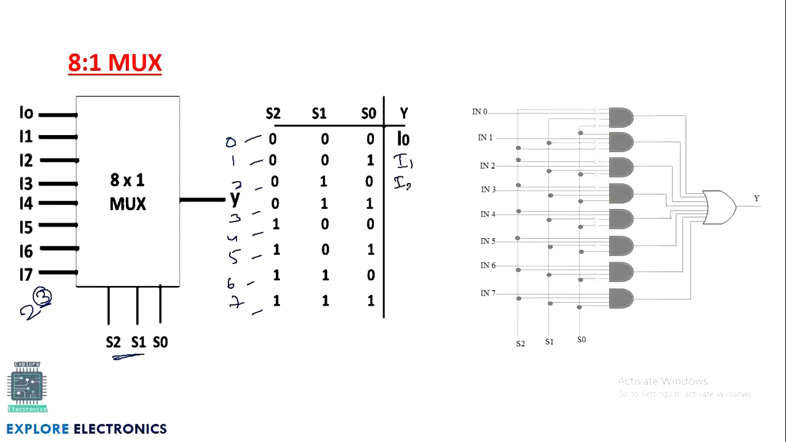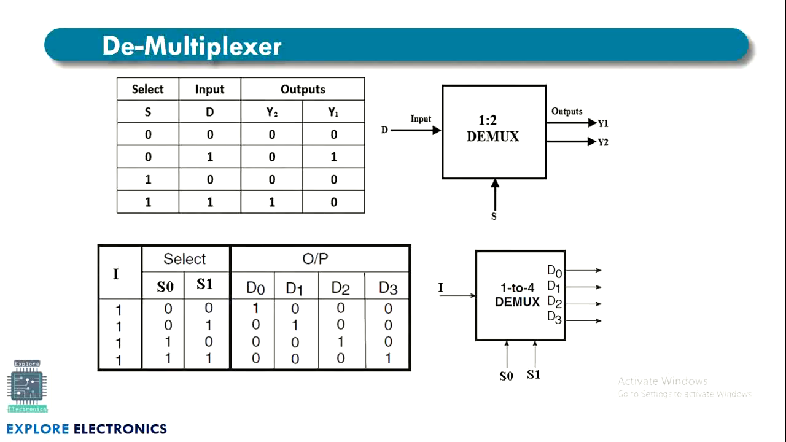Here it is I1. Here it is I2. I3 will be selected. I4, I5, I6 and I7 will be selected when the inputs are given like this. If you write the circuit here as shown, the circuit will be: these are NOT gates, if you observe, and these are AND gates, and this is one OR gate they have used for plus.